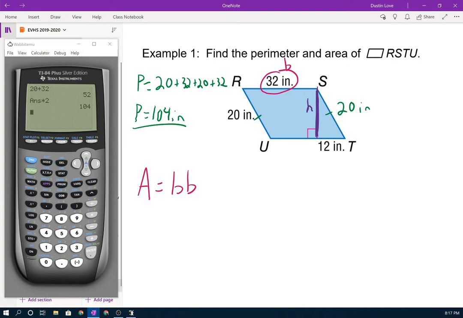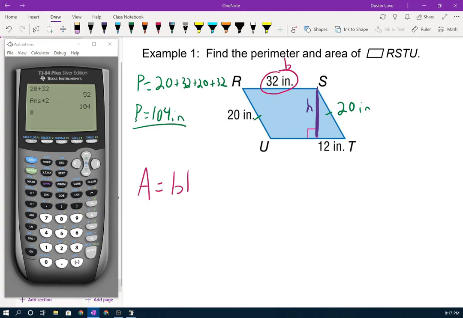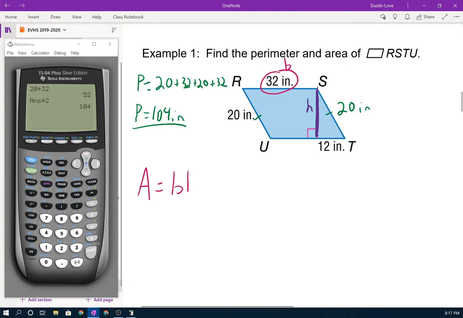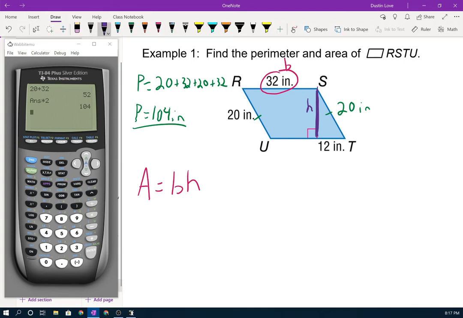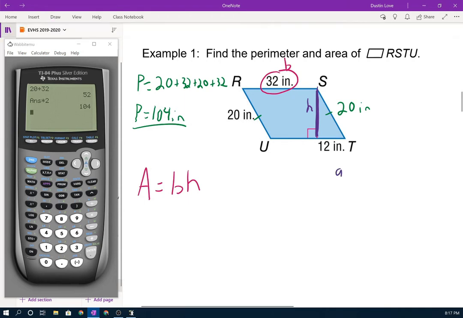I just realized it looks like BB. I'm going to erase that and make that actually look like base times height. Okay, now back over to that right triangle. a squared plus b squared equals c squared. The hypotenuse of 20 is going to be the c value. The a value is going to be 12, and for the b value, I'm going to put h because it's height.